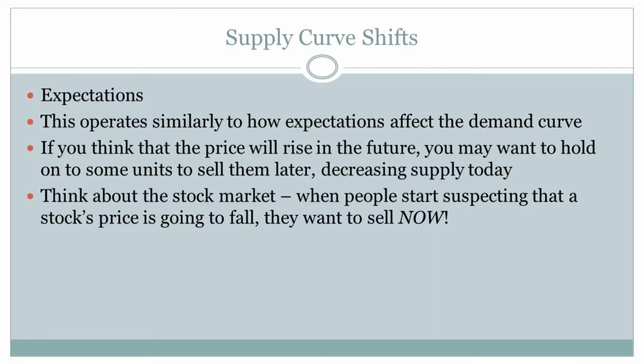Next, expectations. This is basically the same idea as for the demand side, except in the opposite direction, as you might expect. Let's say you imagine that the price is going to drop for something in the future. So you're a supplier. What does that mean? Well, you want to sell off your stock right now before the price drops and you get stuck selling it for a low price. You don't want that. So if you expect the price to go down in the future, your supply is going to shift to the right. Similarly, if you think that the price is going to go up in the future, you're going to hold on and wait to sell, which is going to shift your supply for right now to the left.